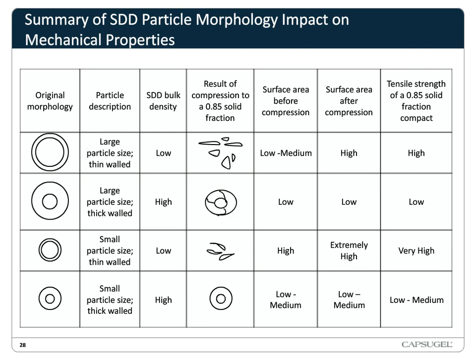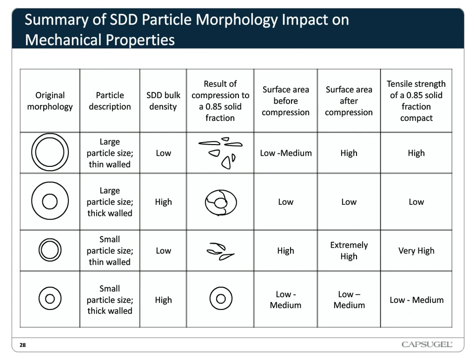This is our hypothesis on what's happening. We run the DOE, we make our models, and then we try to have a fundamental, mechanistic understanding of what the empirical model is telling us. In this case, if we look at the large particle size and thin wall, we can see that the SDD bulk density is low, and the result of compression to a 0.85 solid fraction is a bunch of very fractured particles.